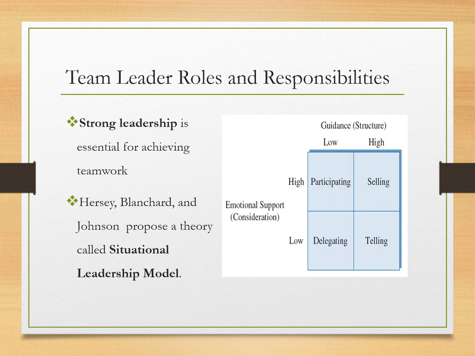Hersey, Blanchard, and Johnson propose a theory called the situational leadership model, which clarifies the interrelationship between employee preparedness and effectiveness of leadership. This theory focuses on adjusting leadership style based on two factors, the leader's structure and emotional support. And it's a consensus that strong leadership is essential for achieving teamwork. If an employee has low readiness, we use a telling style.